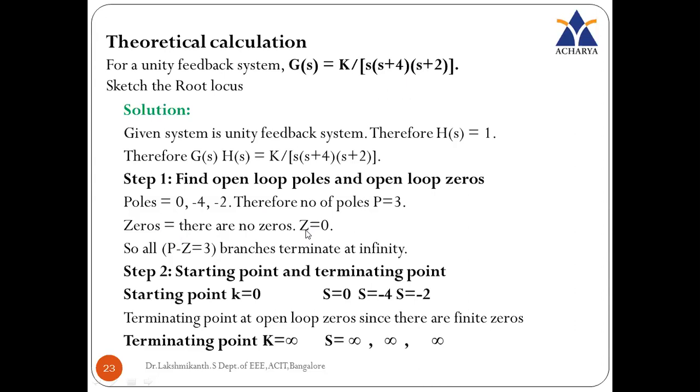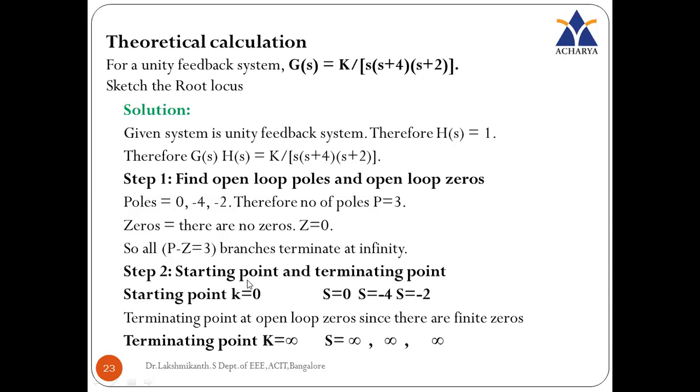So Z, the number of zeros, is 0. Capital P, the number of poles, is 3. The number of branches of the root locus is equal to the number of poles or the number of zeros, whichever is greater. So in this case, the number of branches of the root locus will be equal to 3.